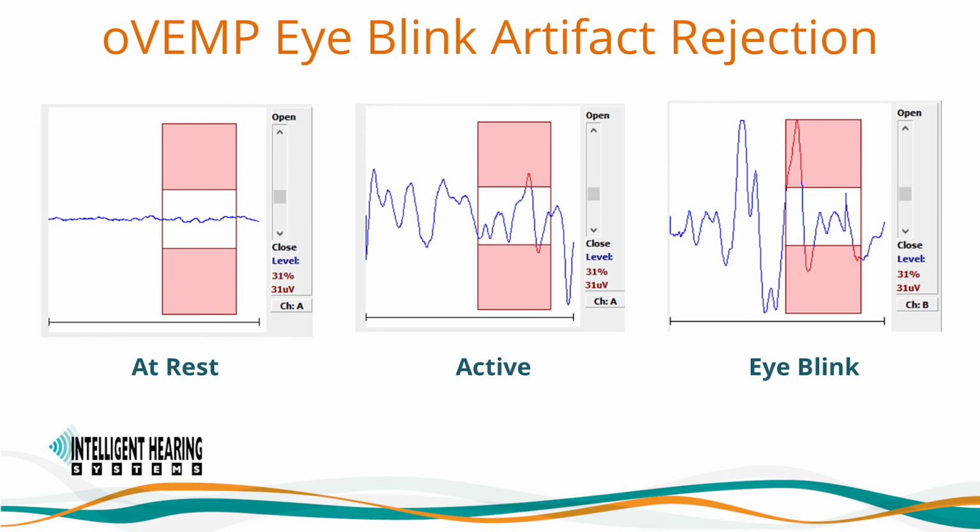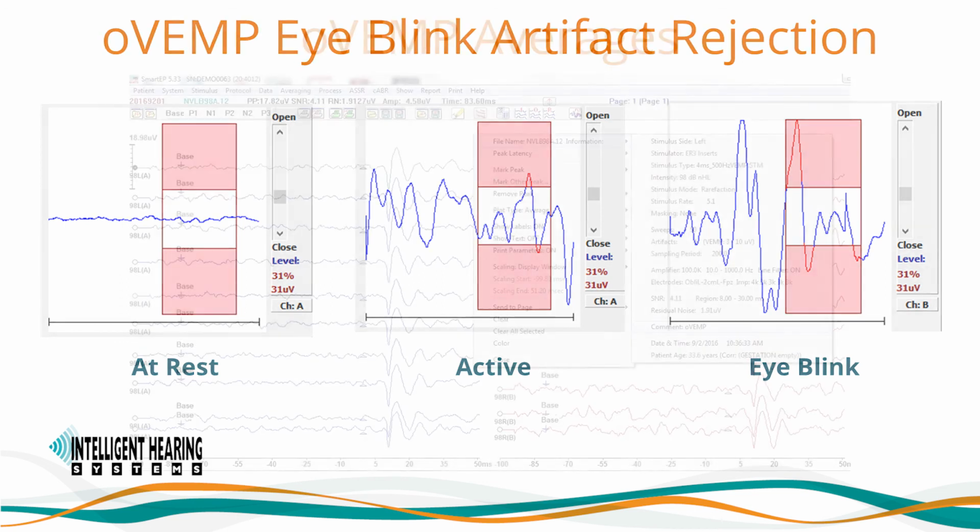Once the patient is ready for testing, view the incoming EEG. Ask the patient to blink. Make sure to set the artifact rejection level to reject the eye blink artifact on each channel. Once the patient is ready and test parameters are set, select Acquire to record the oVEMP responses.